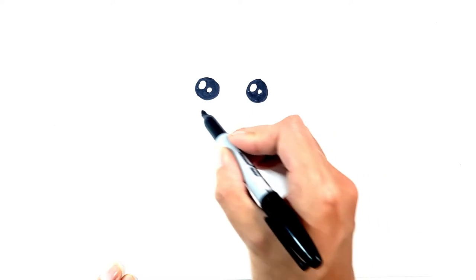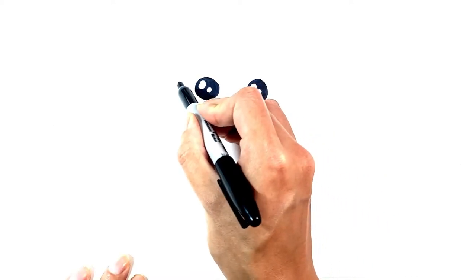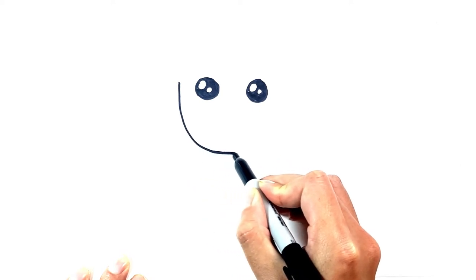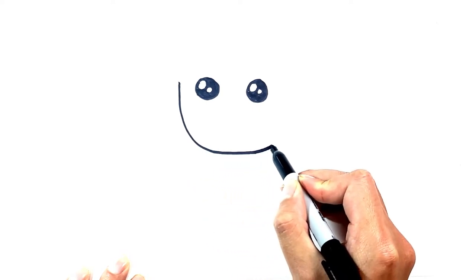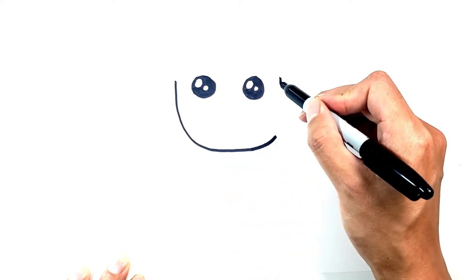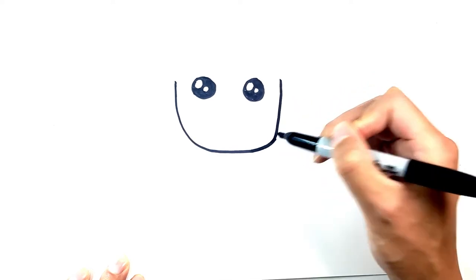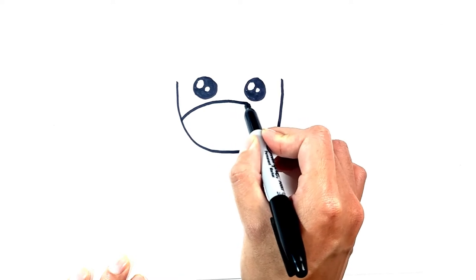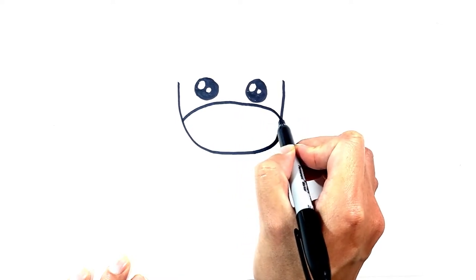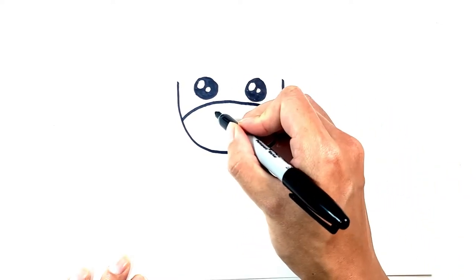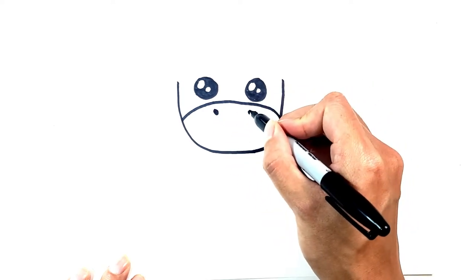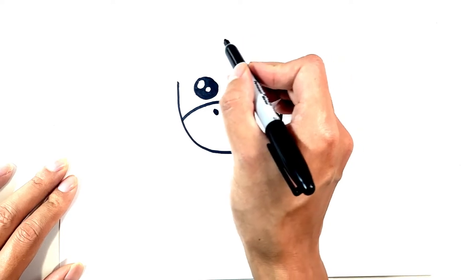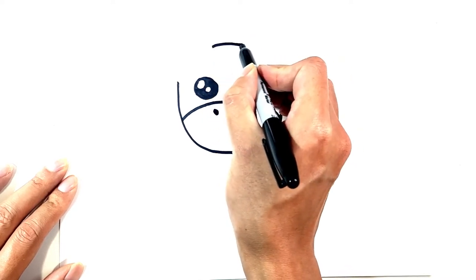Once you're done with the eyes, let's just give it the big face. It's just gonna be this U shape. Very simple. And then let's give it a nose right above, around here. And we need the two little nostrils on either side. With that done, let's just draw the top of the head.